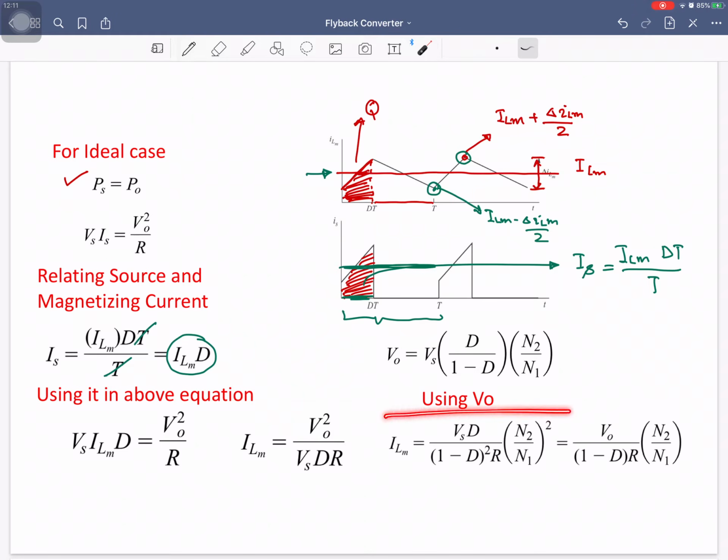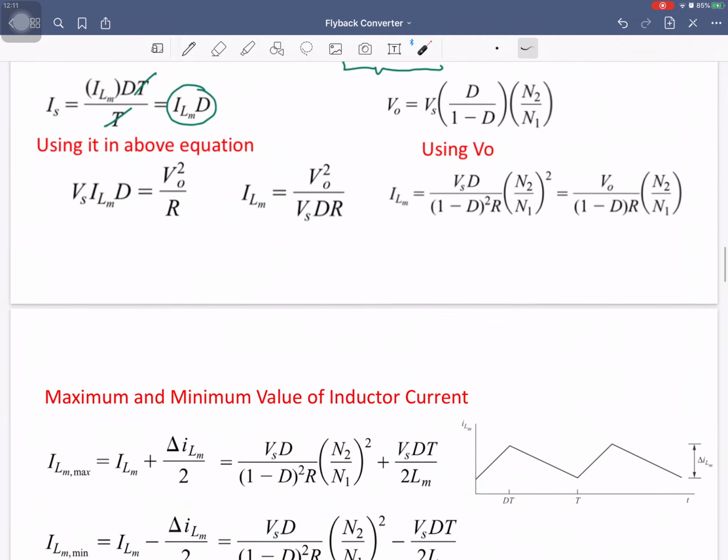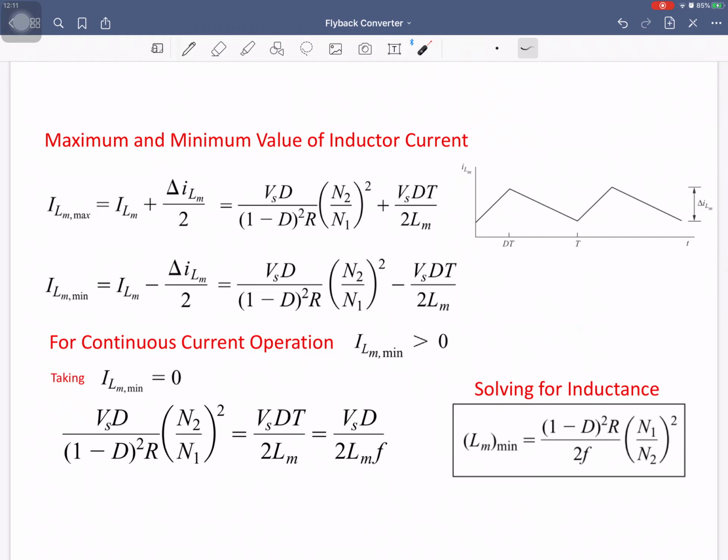So the average magnetization current will be given by this expression. I have already told you how to find the maximum value of the magnetization current: the average value plus half of the delta I that you can see over here. We have already seen the expression for ILM in the last slide, that is this one, plus delta ILM by 2. Delta ILM we calculated in the previous slide.